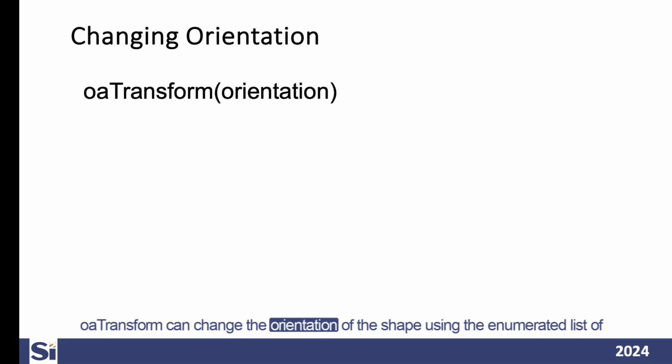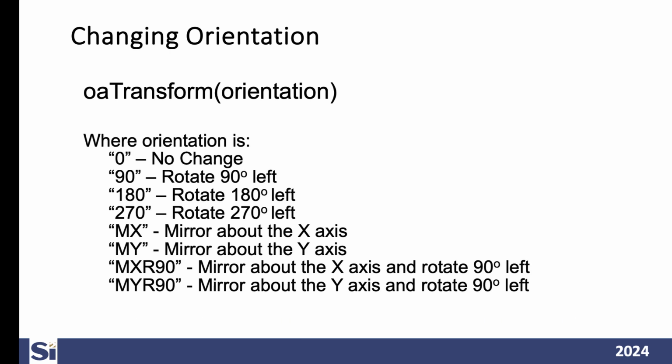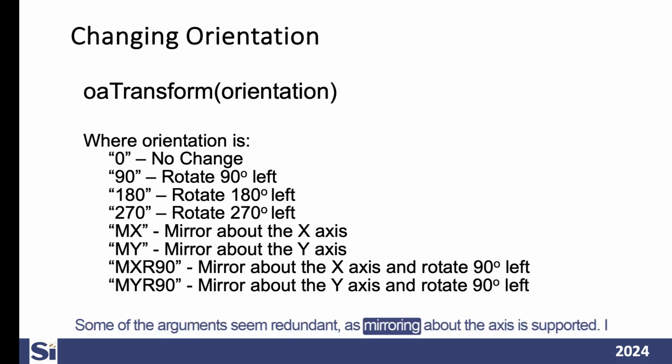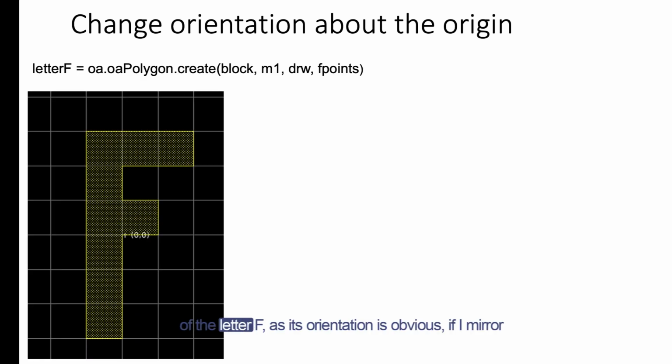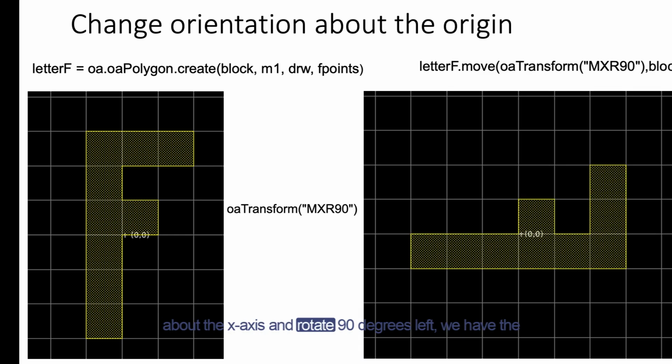oaTransform can change the orientation of the shape using the enumerated list of arguments. Some of the arguments seem redundant, as mirroring about the axis is supported. I made a shape of the letter F, as its orientation is obvious. If I mirror about the x-axis and rotate 90 degrees left, we have the shape shown on the screen. Note the rotation is about the origin of the shape.